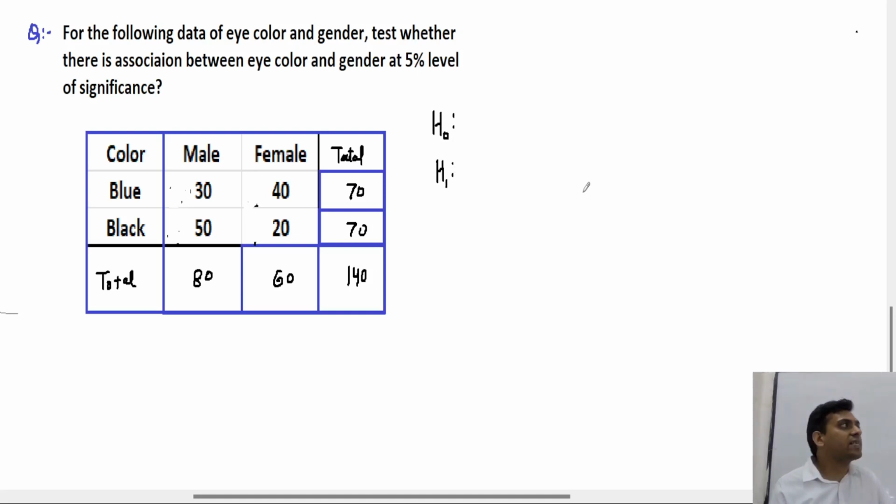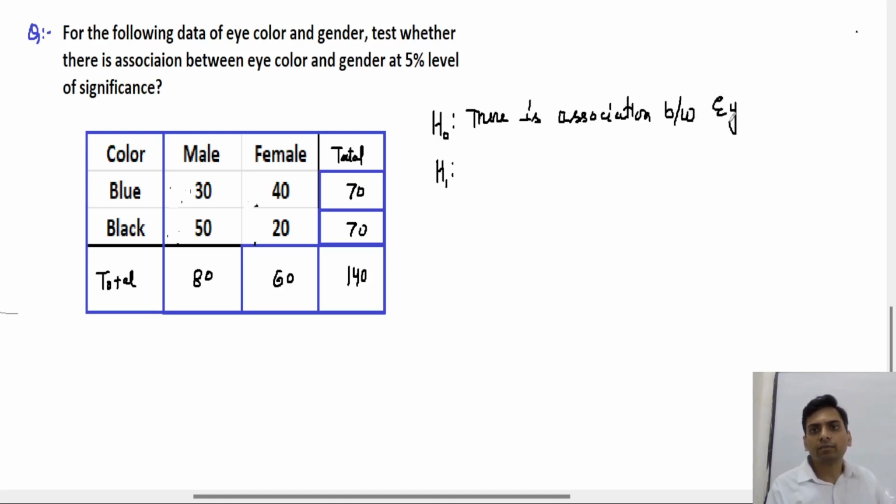We are testing, is there any association? So first we will consider there is association between eye color and gender. So we will consider first null hypothesis, there is association between eye color and gender.